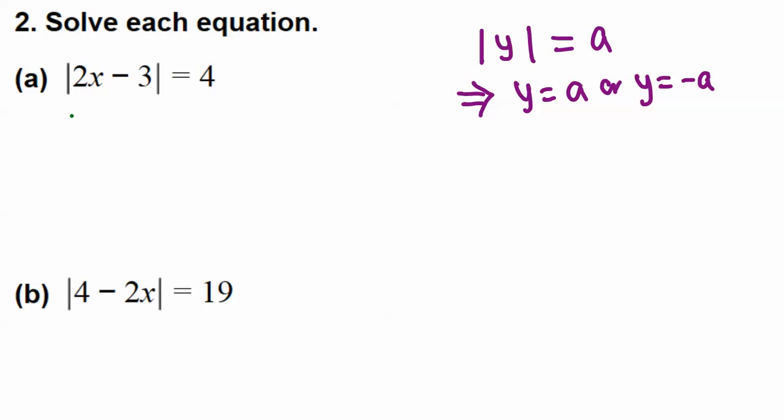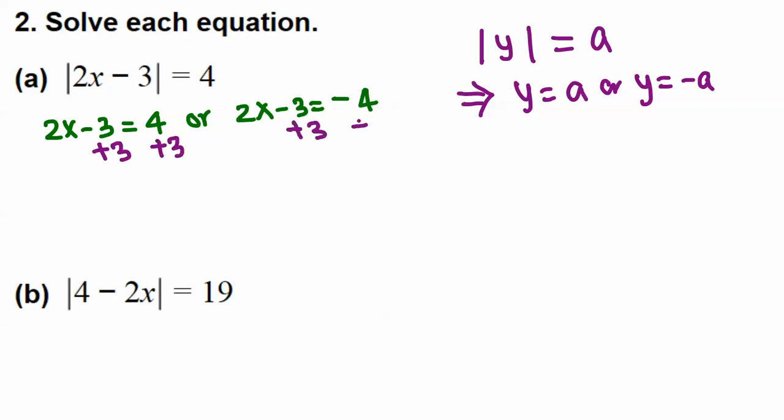Then using this fact we get either y equals 4, that means 2x minus 3 equals 4, or 2x minus 3 equals negative 4. Okay, let's solve these linear equations. For that, move the negative 3 over, that means add 3 to both sides. Same thing over here. Then we have now 2x equals 4 plus 3 is 7, or 2x equals negative 4 plus 3 is negative 1.